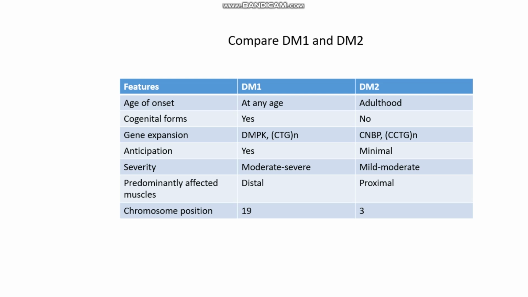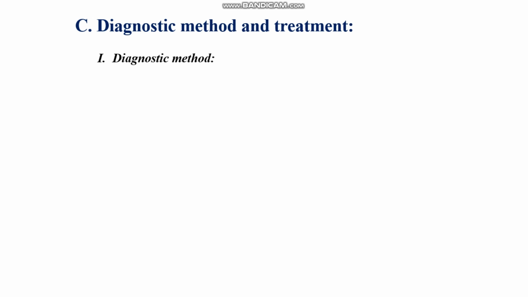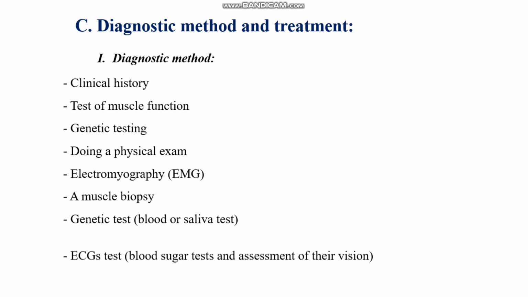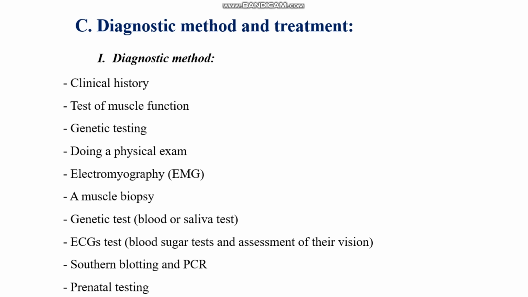Below is a summary of the diagnosis and treatment. The diagnosis may be confirmed with clinical history, tests of muscle function, and genetic testing. Myotonic dystrophy is diagnosed by doing a physical exam. A physical exam can identify the typical pattern of muscle wasting and weakness of the jaw and neck muscles and the presence of myotonia. There is also one test called electromyography (EMG), which involves inserting a small needle into the muscle. The electrical activity of the muscle is studied and usually shows characteristic patterns of myotonic dystrophy.